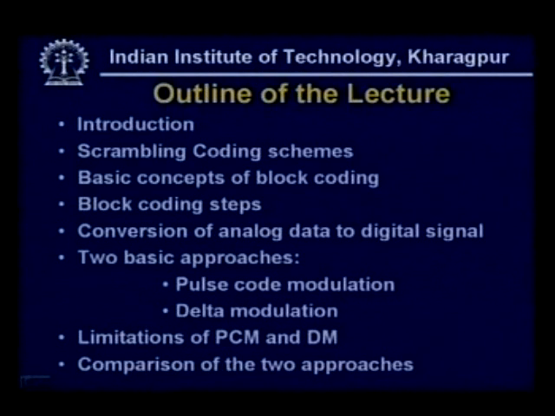Then we shall discuss basic concepts of block coding, steps, conversion of analog data to digital signal. This will be a different type. Then two basic approaches of analog data to digital signal, that is pulse code modulation and delta modulation. Then we shall discuss limitations of pulse code modulation and delta modulation. Then compare these two approaches.